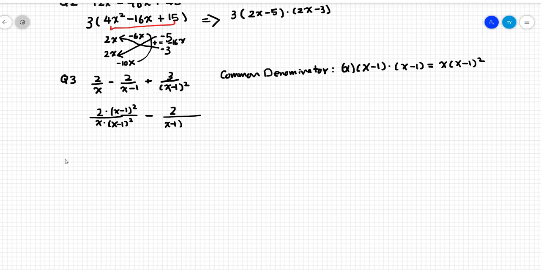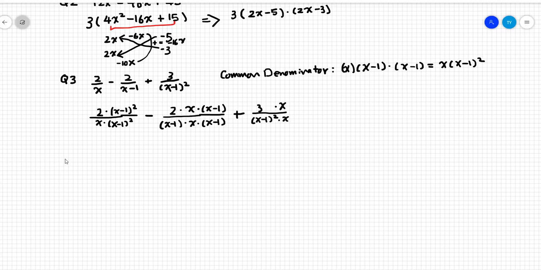x minus 1 was there already. Now we're going to have to multiply it by x times (x minus 1). And we're going to do the same thing on top, x times (x minus 1). And the last one is going to be missing x. So we're just going to multiply the x to the top and bottom here. Now one thing you're going to have to remember is that this is a rational expression, so you cannot eliminate the denominator, unless you have an equation. This is not an equation. It's not equal to anything, right? So you cannot eliminate the fractions.